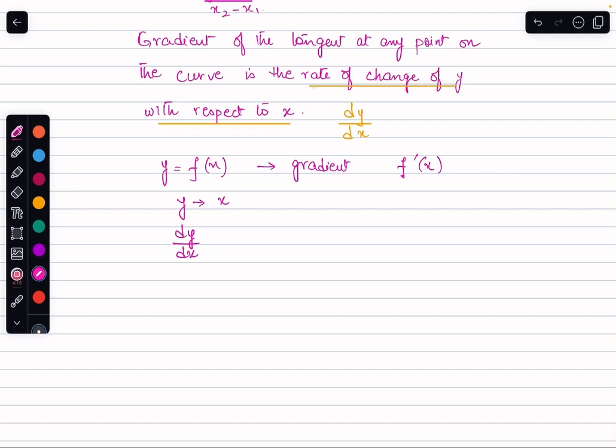Now the question arises, how can we get this gradient function? How can we get this derivative? We can call it the derivative, or we can say it's the differential function, or else we can say that it is the gradient function. So these are the few terms that are associated with dy by dx. So how do we do that?